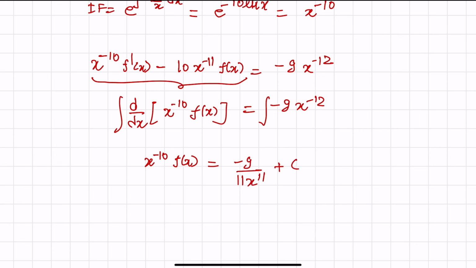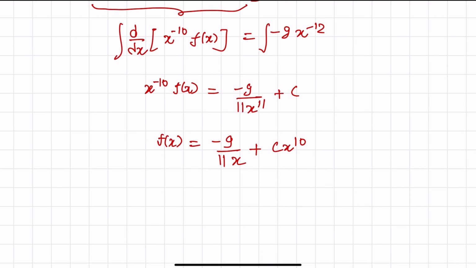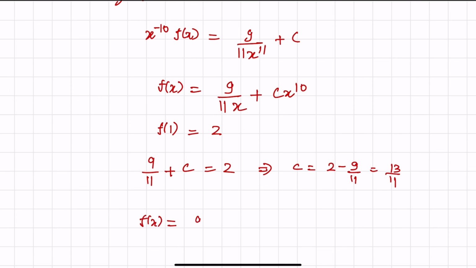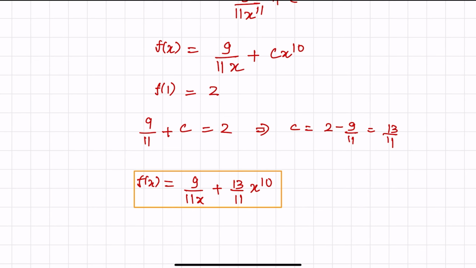Now you have your function f of x. One thing, I think I did this wrong, so yeah, this negative will go away when you integrate. Now f of 1 is equal to 2, so you can plug in x equal to 1, which is 9 over 11 plus c is equal to 2, and this gives you c is equal to 2 minus 9 over 11, so this gives you 13 by 11. So now we have our function, which is 9 divided by 11x plus 13 by 11 x to the power 10, and this is our solution.